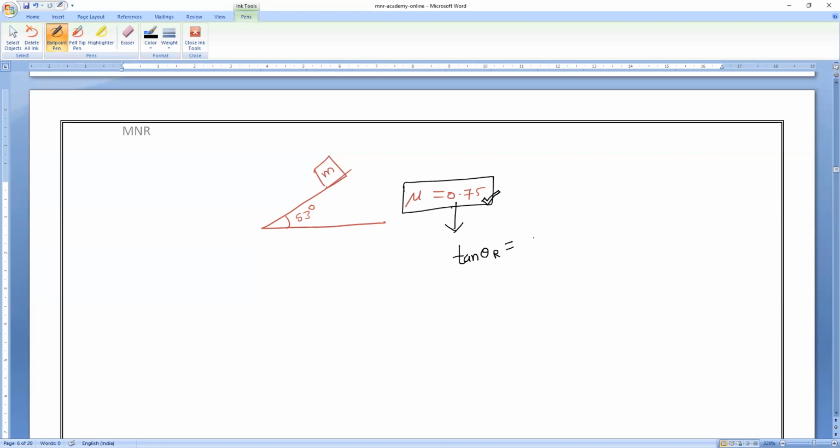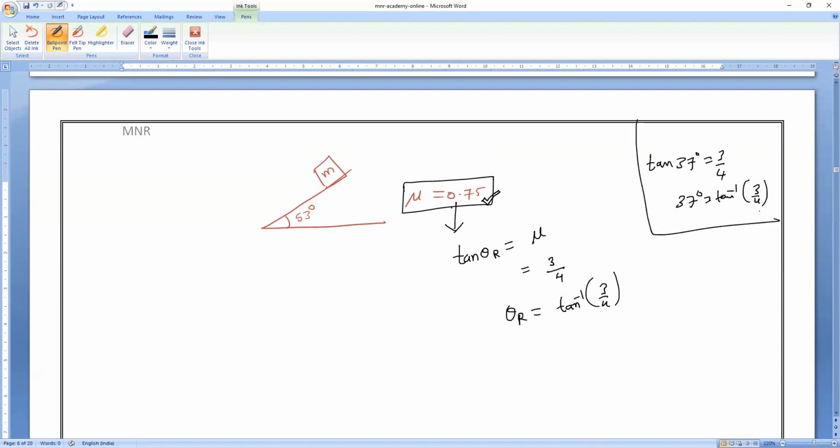So tan theta r is equal to mu. The mu value is given as 0.75. 0.75 means how much? 3 by 4. So what is the angle of repose? Anybody can tell? 37 degrees. Theta r is equal to tan inverse of 3 by 4. We all know that tan 37 is equal to 3 by 4, so 37 is equal to tan inverse of 3 by 4, like in 10th class.